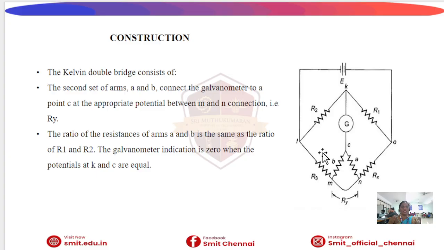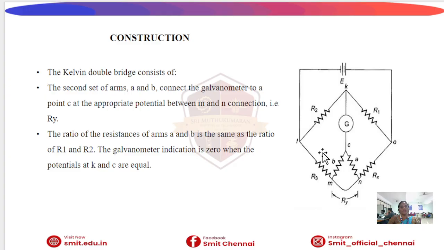The important feature of the Kelvin double bridge is this second set of ratio arms, labeled small a and small b. These arms connect the galvanometer to a point C, which lies between points M and N. This arrangement helps eliminate errors caused by lead resistance or contact resistance, which becomes significant when measuring very small resistance.